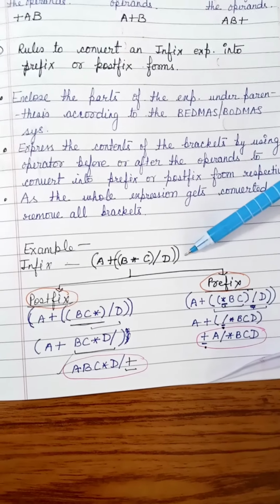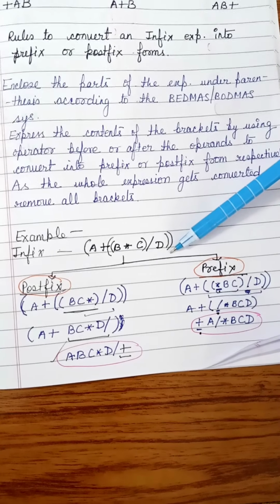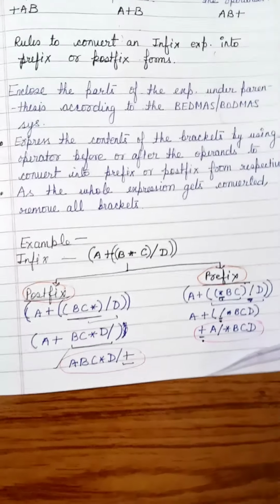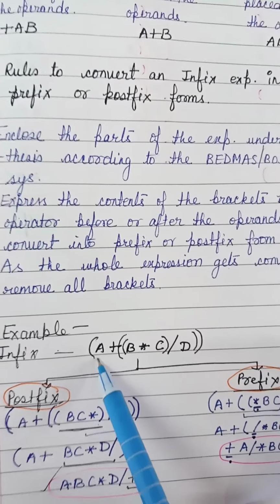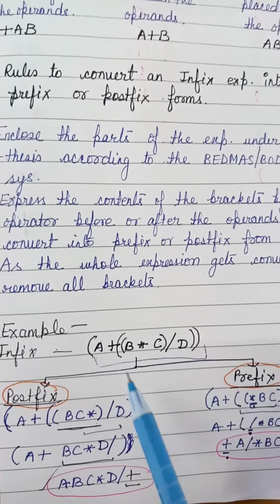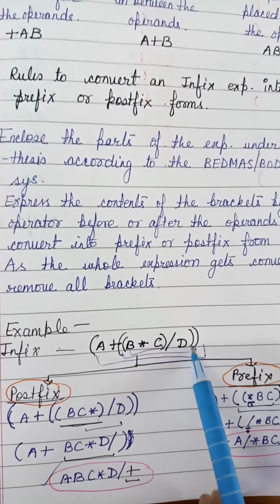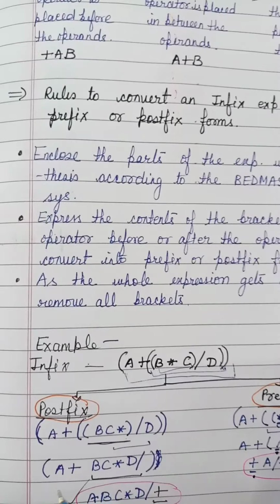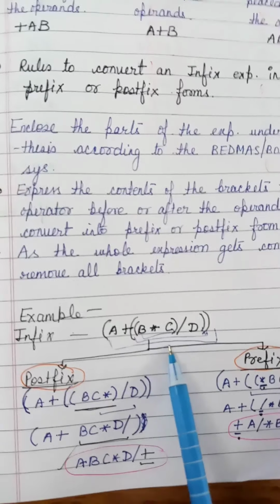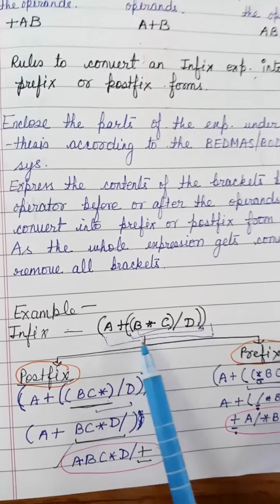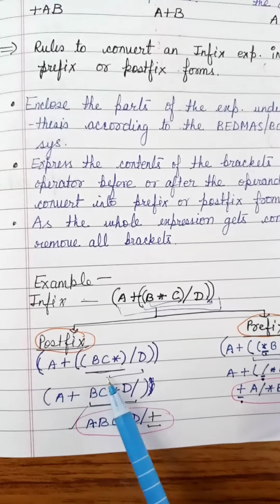Suppose the expression is a plus, open bracket, b into c upon d, bracket closed. There are three brackets, three parentheses. The matching of this is this, the matching of this is this, and we want the postfix form of this infix. This one is an example of an infix expression, as the operators are in between the operands. Postfix we will be writing like this.